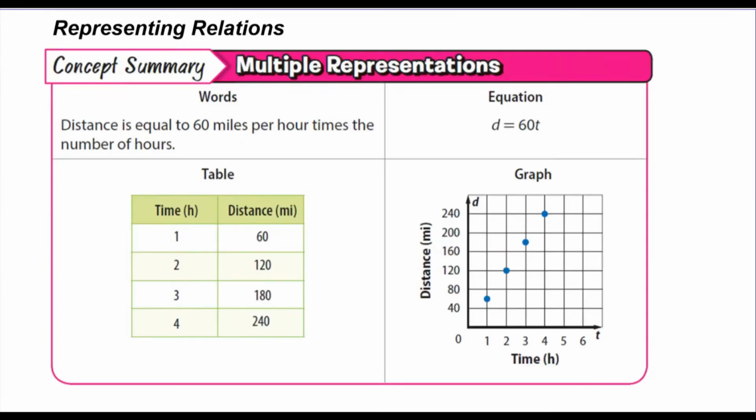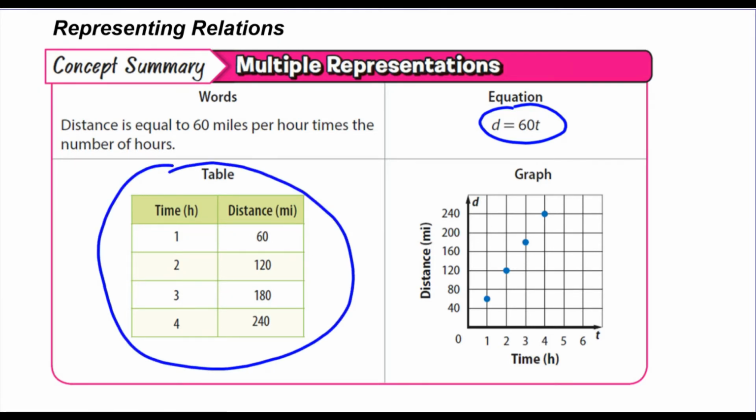Okay, so tying that all together, here's kind of the multiple representations we're going to be using throughout this year in pre-algebra. Words is one way to describe a relation. Distance is equal to 60 miles per hour times the number of hours. And then we can write that as an equation. Distance is equal to 60 times t, or 60 times the number of hours, where t is the number of hours. We can also represent this in a table, where we come up with a table of actual values.